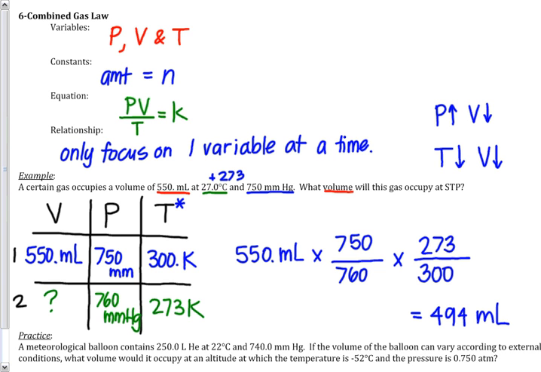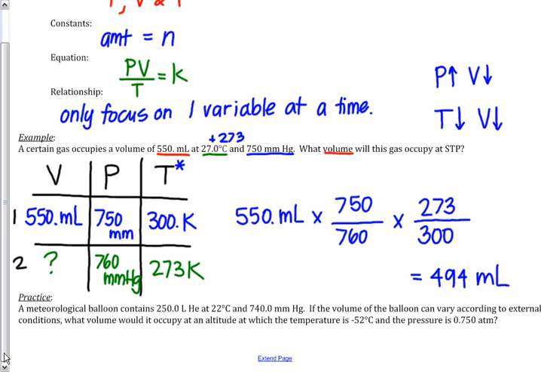for your volume. Now what you can do is try the learning check which is written here below. Check your answers online. And if you're still struggling with this, make sure you bring your questions to class so that I can help you.